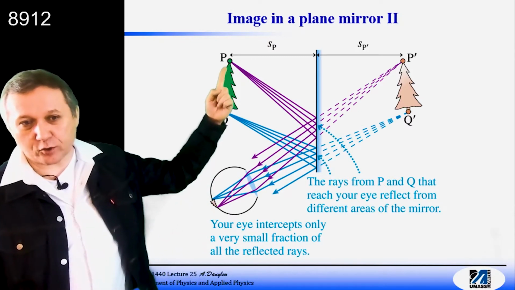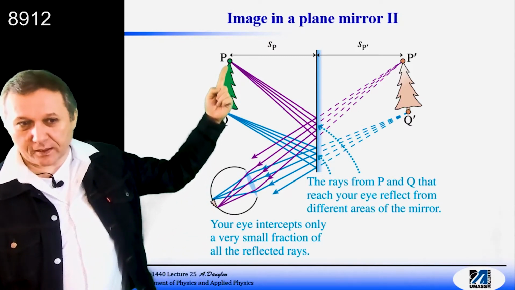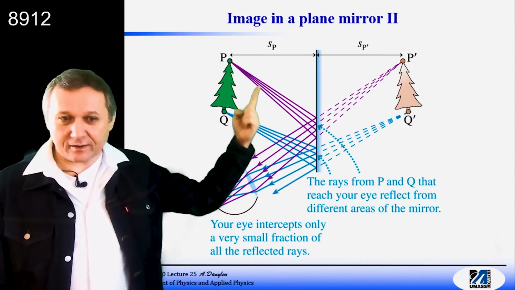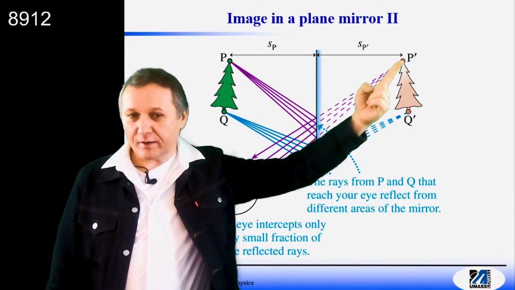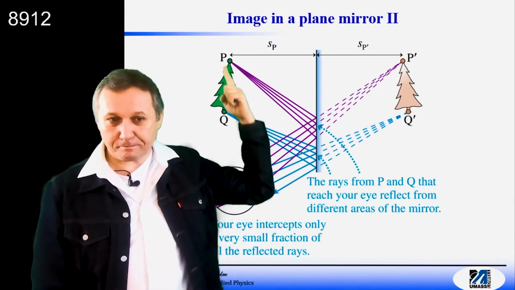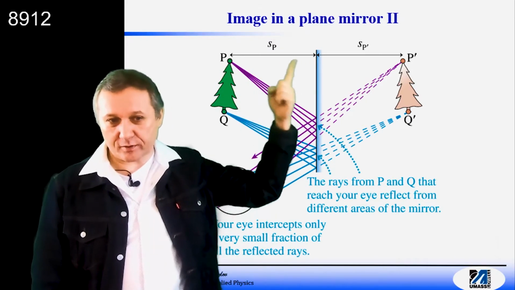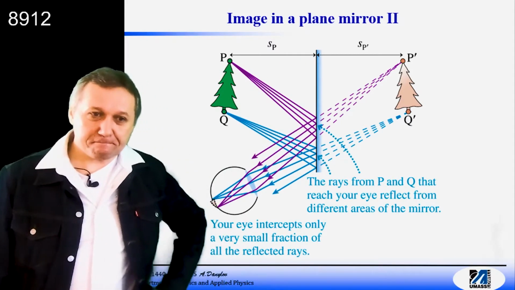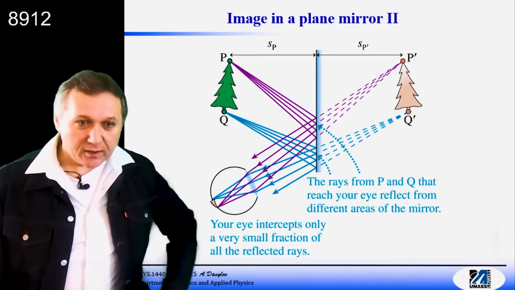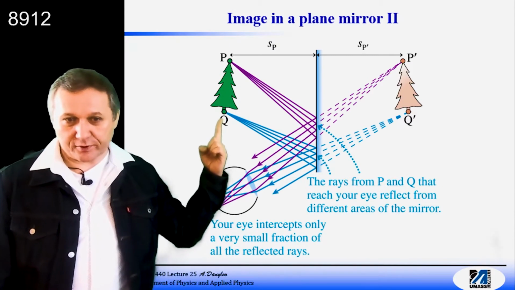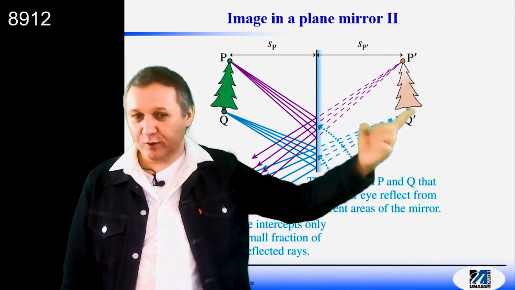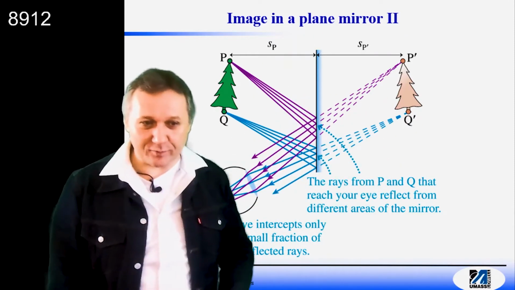For example, we can take the top of the tree, point P, and in exactly the same way as we just did, we can conclude that the virtual image is going to be at this point, at the same distance from the mirror as the object, as the distance from this point to the surface of the mirror. Then we can take the bottom of the tree and get this point Q prime. And of course, between these 2 points there will be the rest of the tree.